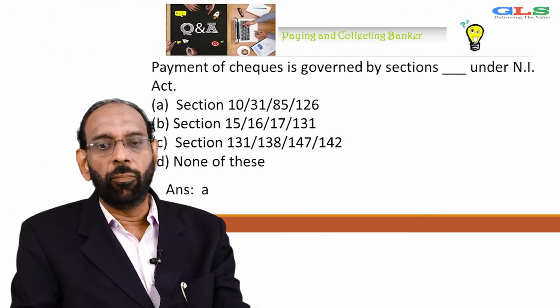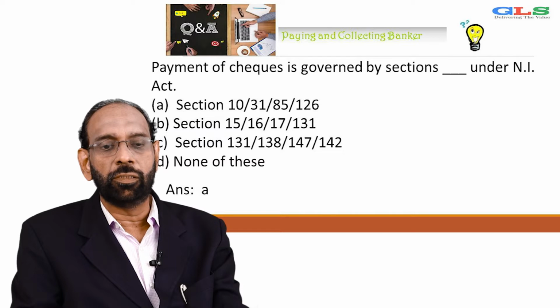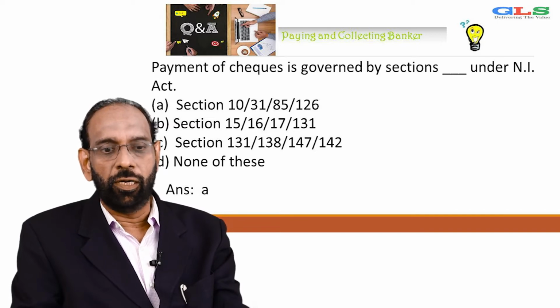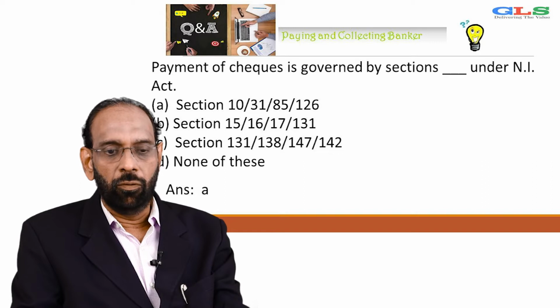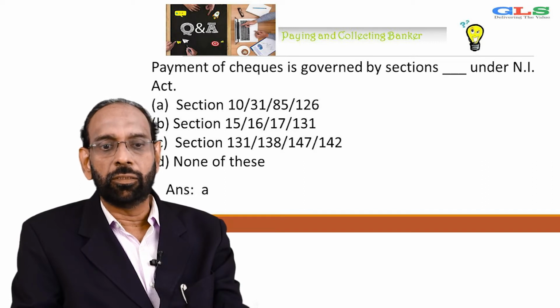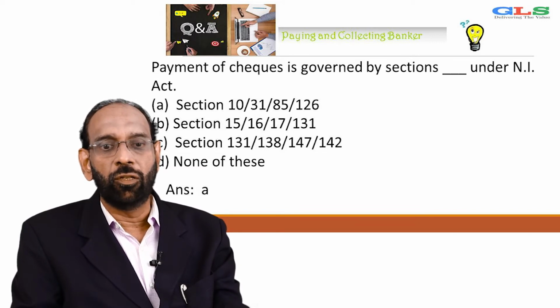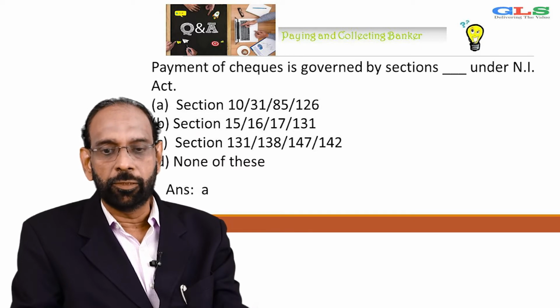Payment of check is governed by section dash under the Negotiable Instrument Act. Section 10, 31, 85, 126, section 115, 16, 17 and 131, section 131, 138, 147, 142, D, none of these above. The answer is A, that is 10, 31, 85, 126. Remember, we also went through a lot of case laws on these sections. So this is just a recap of those things.